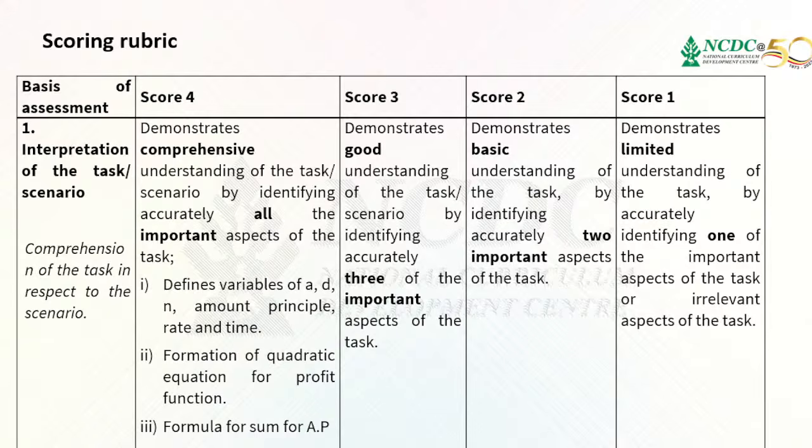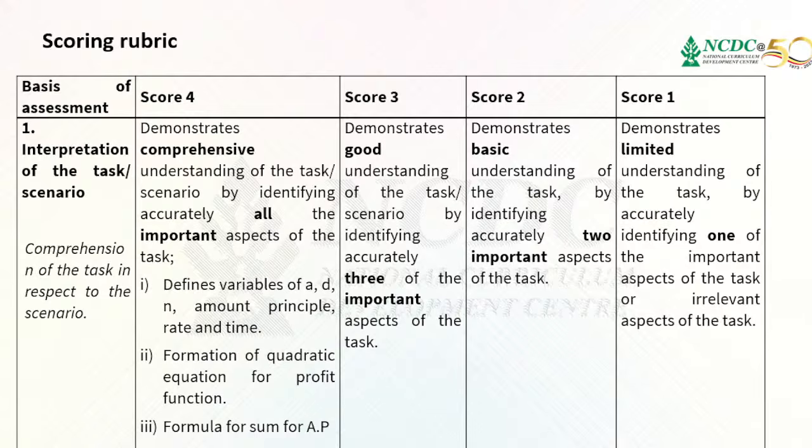We follow the 4 levels. The highest is level 4, score 4. We go to score 3, score 2, and then the lowest is score 1. And the best student here will demonstrate comprehensive understanding of the task scenario by identifying accurately all the 4 important aspects of the task.